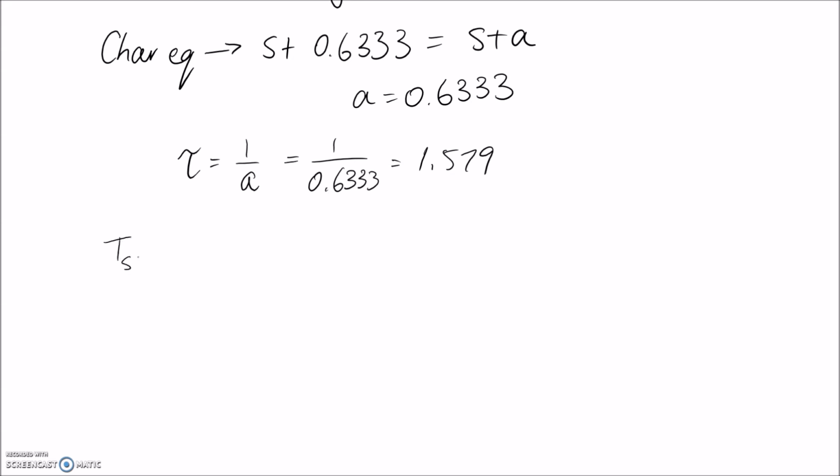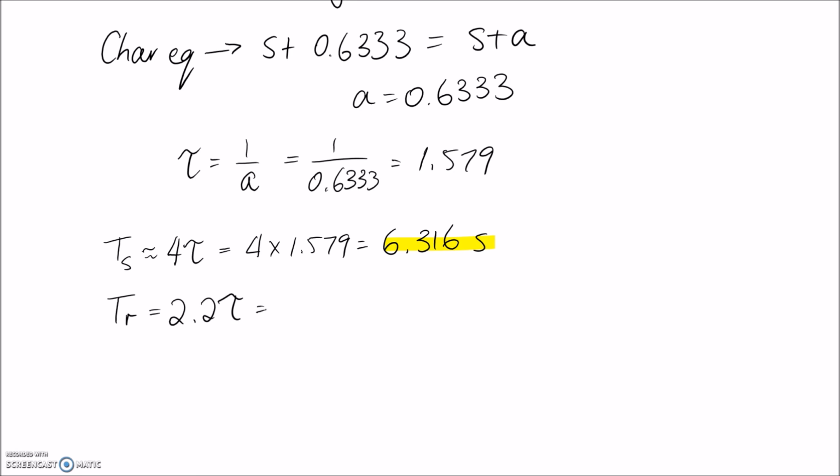So if we start with, say, the settling time, it's an approximate equation. It's approximately equal to 4 times that time constant tau. So if you sub that in, we end up with a time of 6.316 seconds. So that's one answer we were looking for. We can also get the rise time. It's 2.2 times tau. So again, just subbing in, this one comes out to about 3.474 seconds.